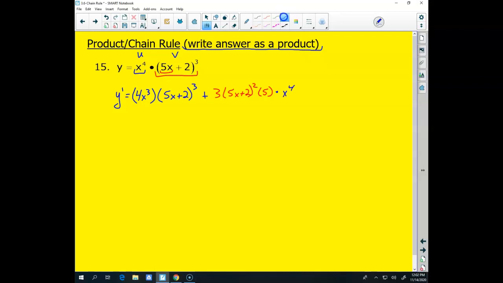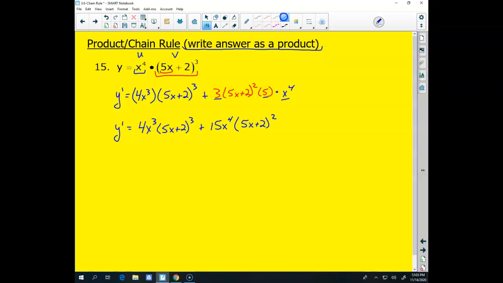Now, what I would highly recommend you do is clean this up a little bit. Our calculus is done. So we're going to look at this as 4x to the third times 5x plus 2 cubed plus 3 times 5 is 15 times x to the fourth. That's a 15x to the fourth times a 5x plus 2 quantity squared. Now you're going to be able to see this stuff earlier.